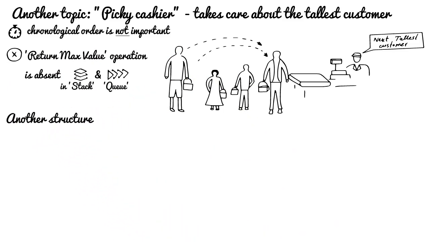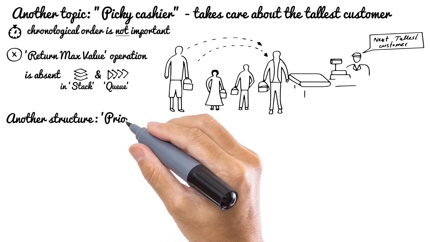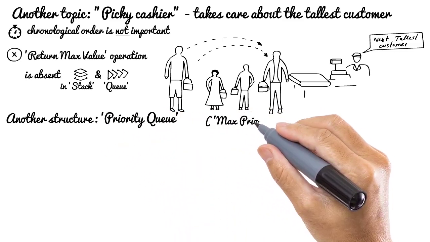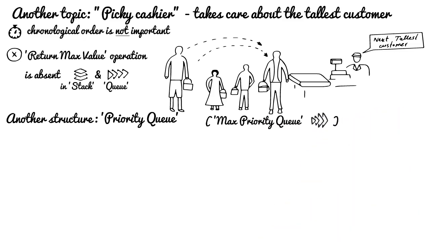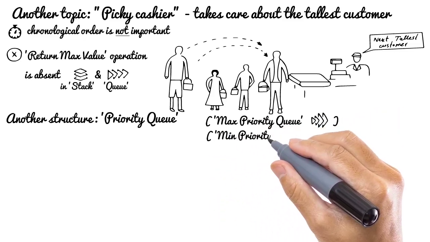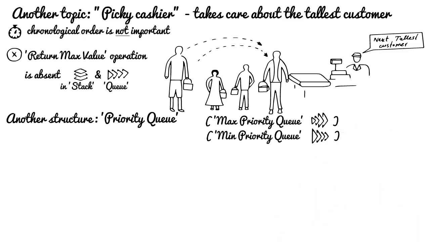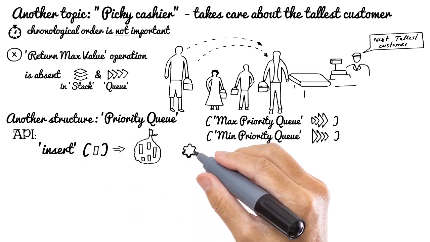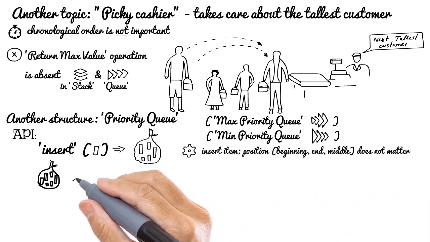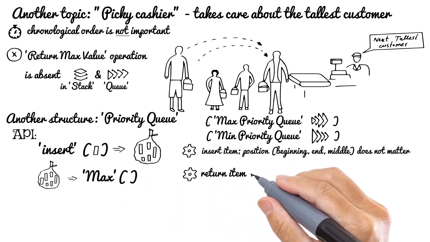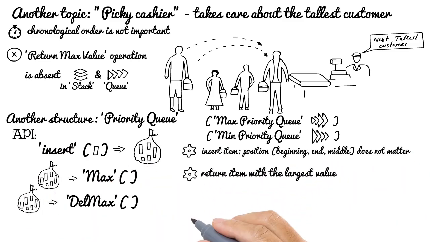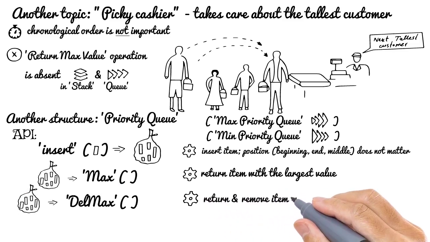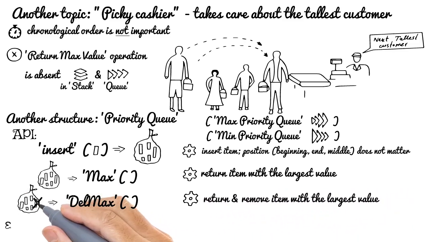Another structure was introduced which takes care of values and quickly returns maximum, or in contrary minimum. This structure was named priority queue. We can separate max priority queue for returning maximum value from a queue when needed from min priority queue for returning minimum value. For maximum priority queue, API should contain following functions. Insert, to insert element into the priority queue. Max, to return element with the largest value without deleting. Del max, the most important function for this data structure, returns and removes the largest value.